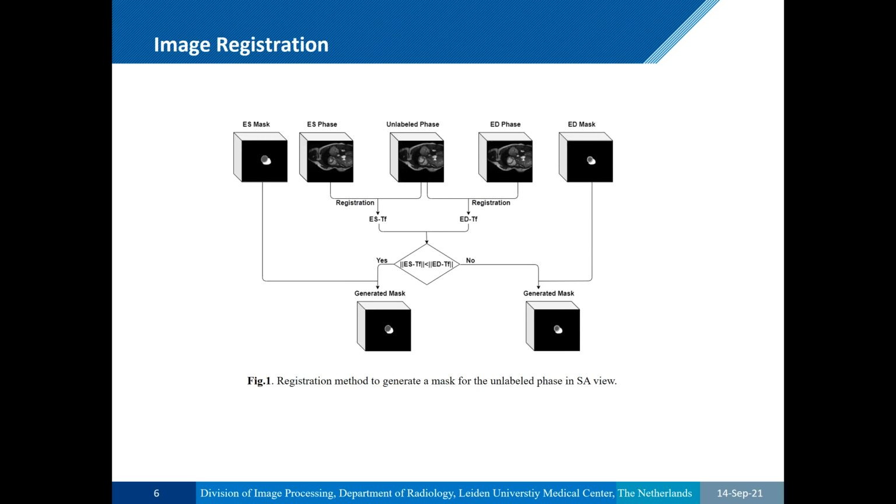Because other phases from the same case have almost the same intensity distribution, we use an intensity-based registration method to propagate the labels of the ED and the ES as templates. The process is described in Figure 1. Given 3 phases, ED, ES, and an unlabeled phase, the ED and ES are first registered to the unlabeled phase, generating 2 geometric transformation matrices named ESTF and EDTF. Then the transformation matrix with smaller norm will be used to propagate the mask.